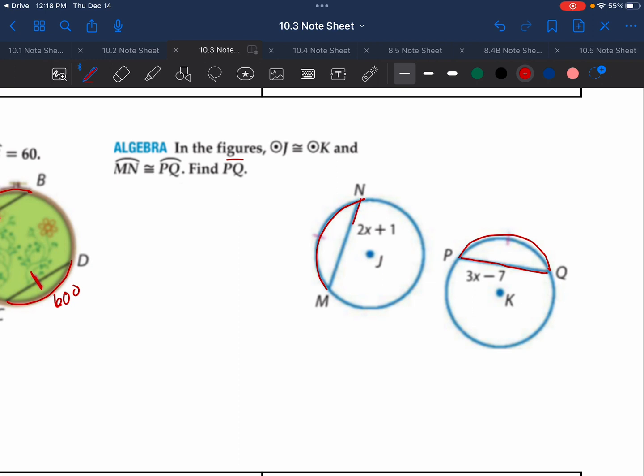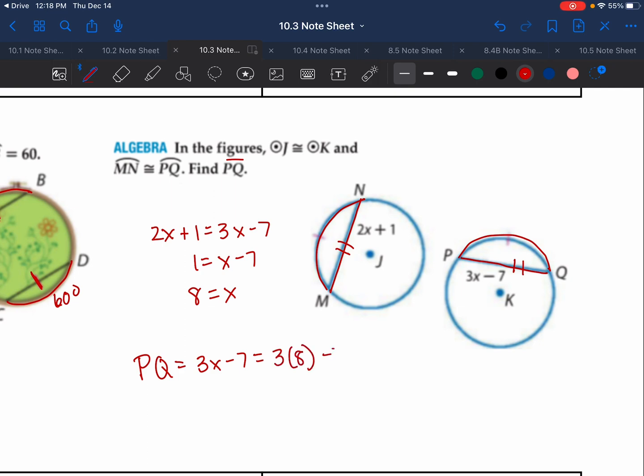Well, if the arcs are congruent, then the chords are congruent. So that means 2x plus 1 equals 3x minus 7, and we solve. So 1 equals x minus 7, so 8 equals x. But we want to find PQ. PQ is 3x minus 7. X is 8, so it's 3 times 8 minus 7. So 24 minus 7, which is 17. So PQ equals 17.